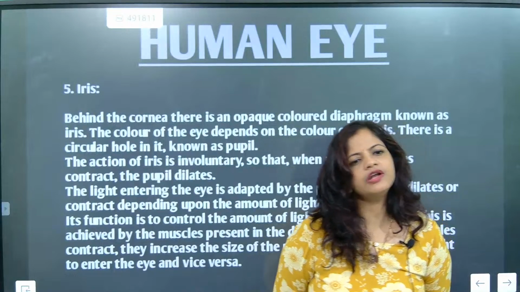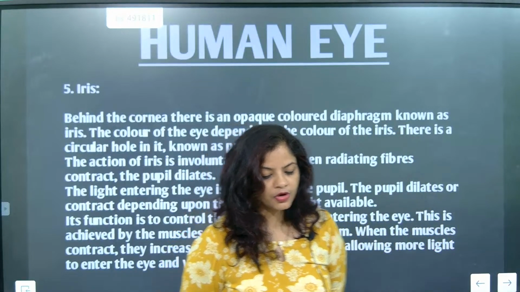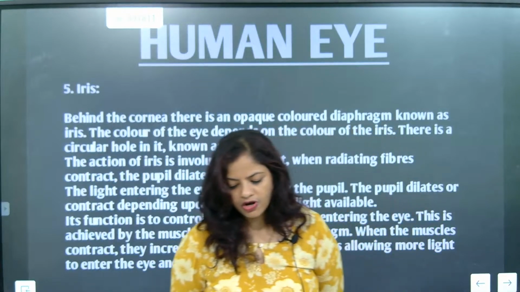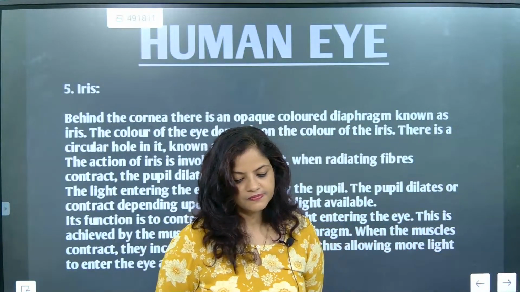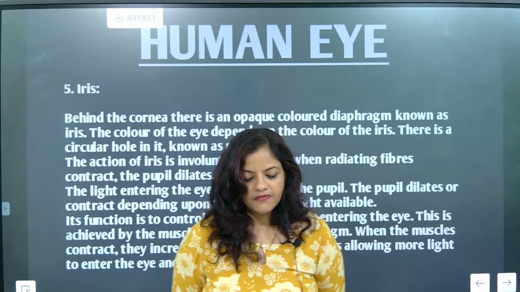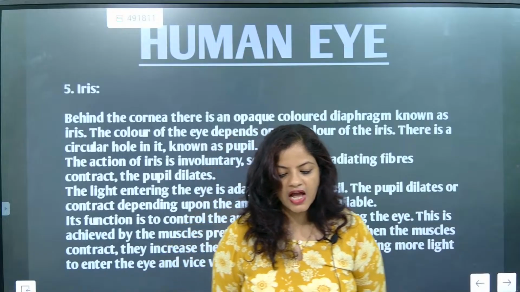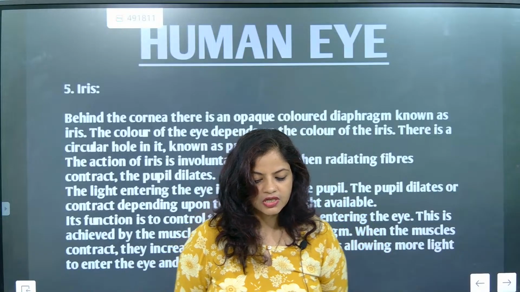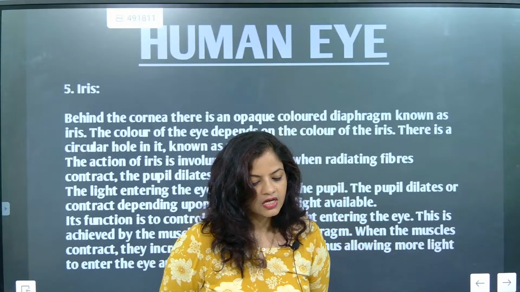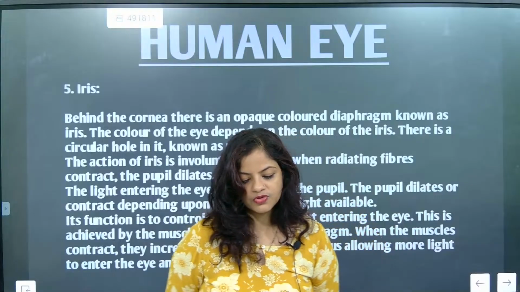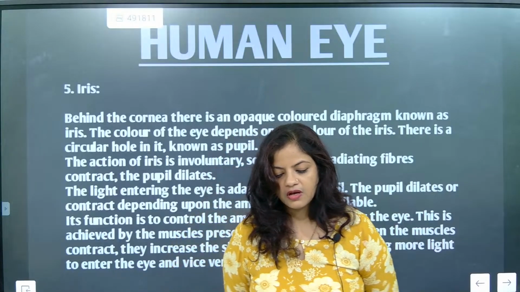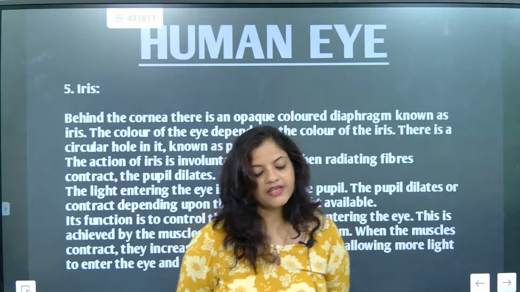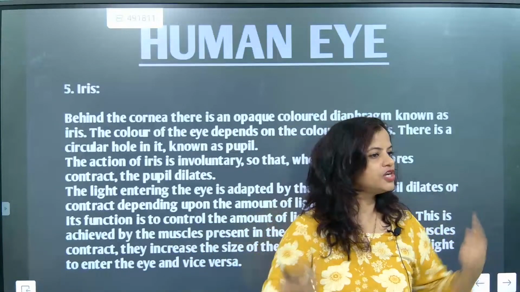The iris is involuntary, some children are telling. Very good, Ashish has given the answer. The iris is the opening, some say. The iris is the shutter. Yes. The iris is the shutter. Means what?